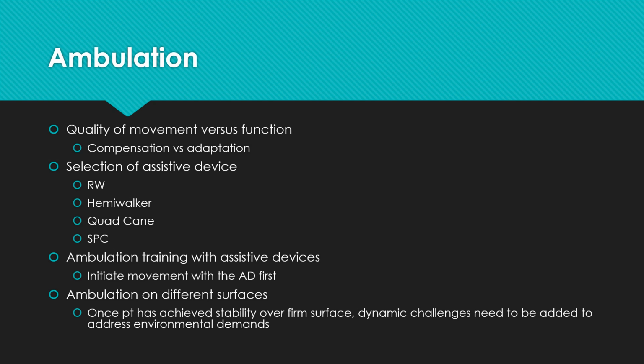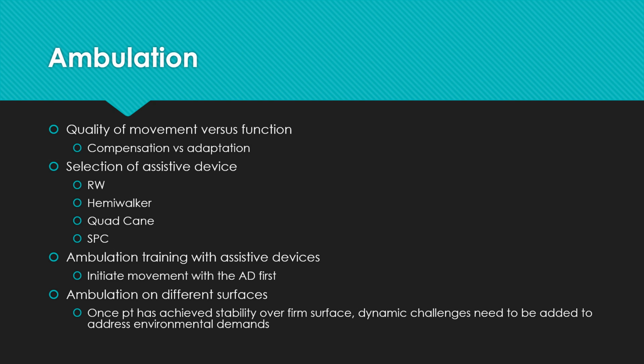This can include the appropriate assistive device that we give them. And so, what assistive device we train them with, how we train them to use it, and what their functional demands are can factor into what the most appropriate assistive device is. I would say that these are listed in order of level of restriction.